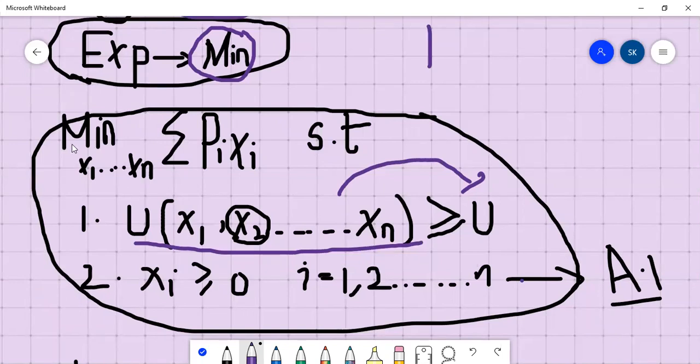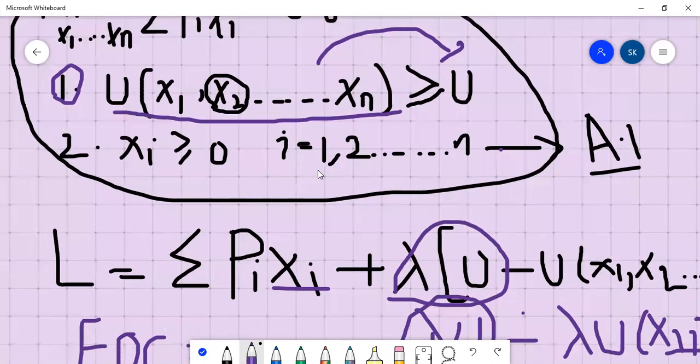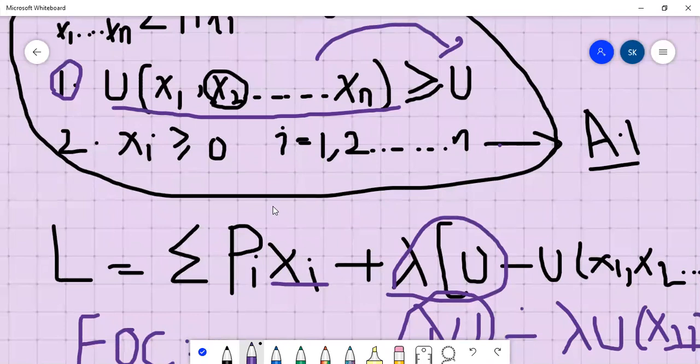So therefore, our function is to minimize, where x1 till xn are the consumption of commodities, given the price of each commodity and consumption of each commodity, subject to these two constraints. The first one is that the utility derived from all these goods should be greater than or equal to u, the utility function. And the goods that are consumed cannot be less than 0. They can be greater than 0 or equal to 0.